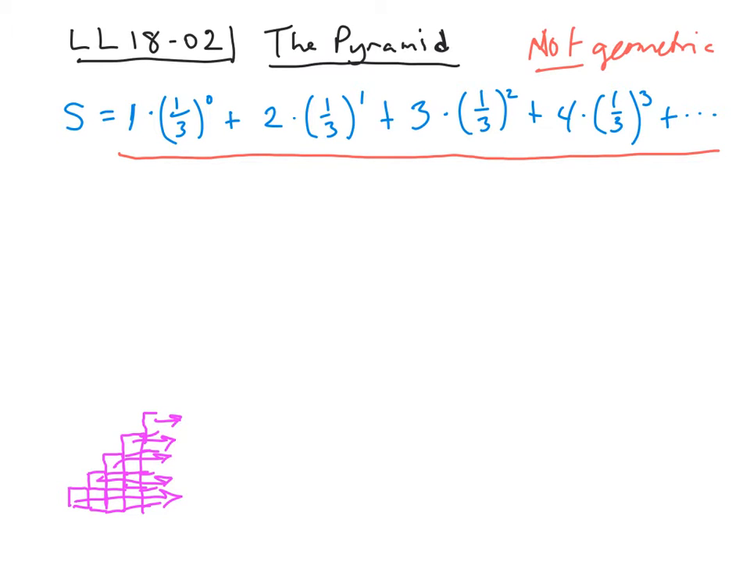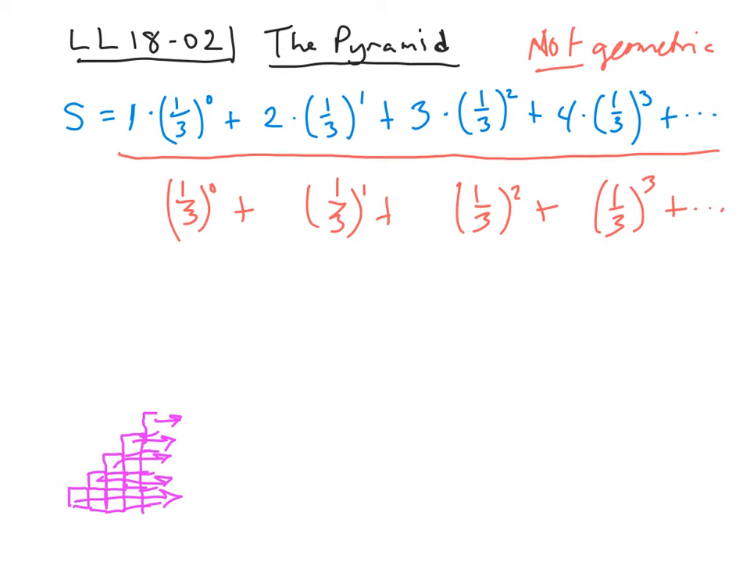So in other words, suppose I take one of each of these, one copy of this, one copy of this, one copy of this, one copy of this, and so on. So that would give me 1/3 to the 0, plus 1/3 to the 1, plus 1/3 squared, plus 1/3 cubed, and so on. Well, that would be a geometric series, and I could find its sum, which I will do in just a little bit. But then what would I have left? Well, then what I'd have to have left would be one more of these, two more of these, three more of these, and so on.